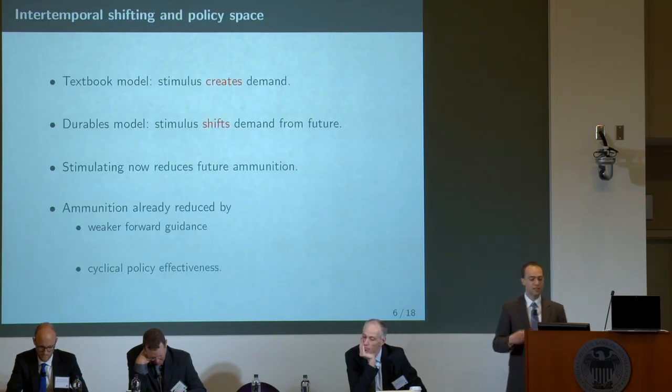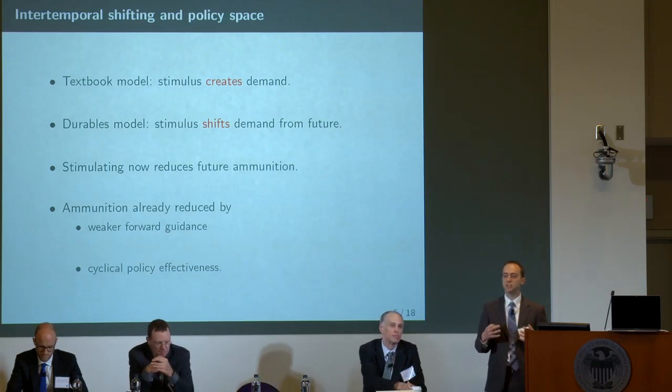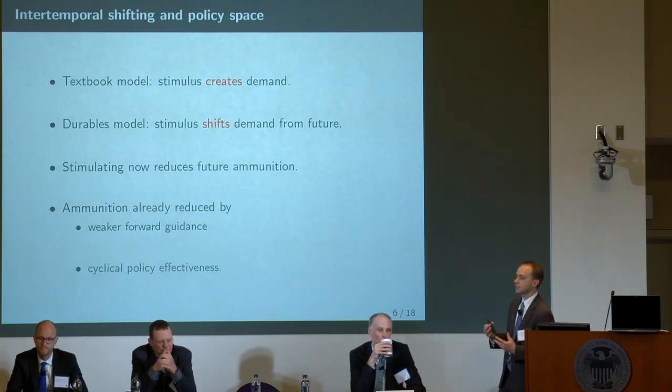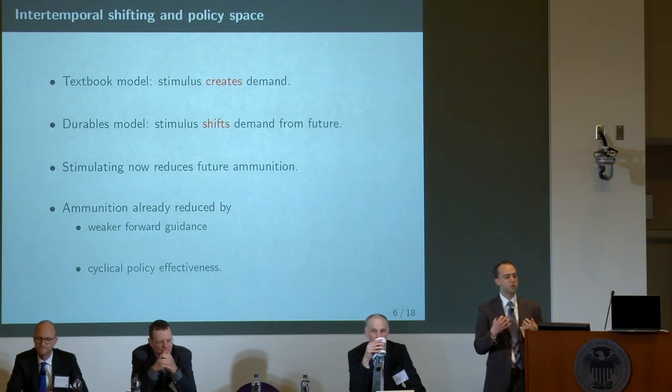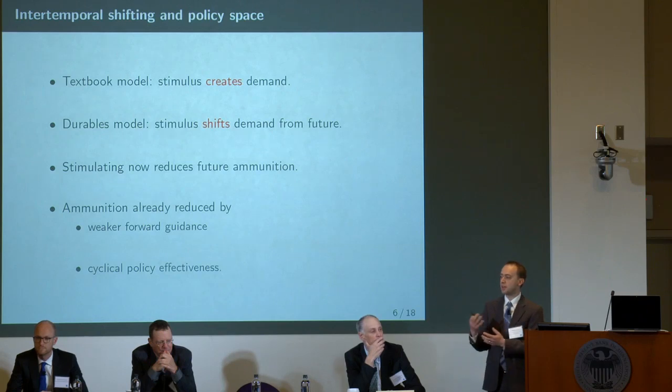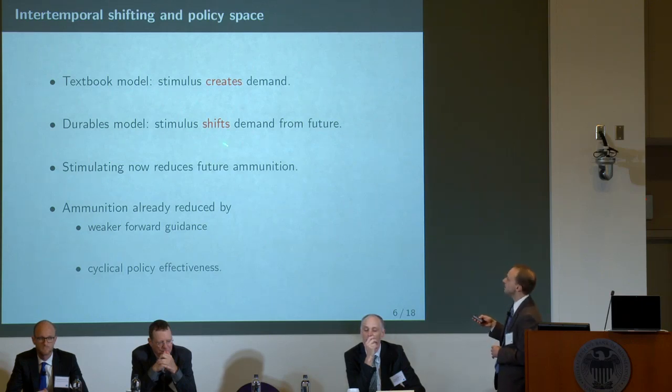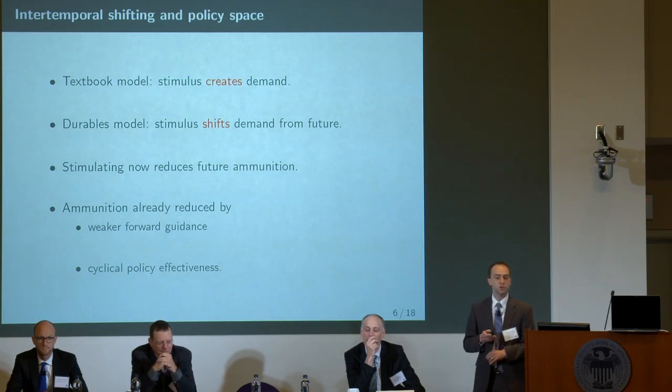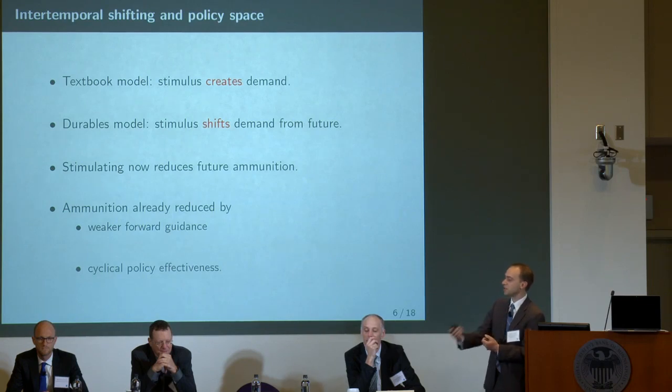Okay. So this project kind of speaks to discussions of policy space. Okay, so when I say policy space, I mean the notion that a central bank might keep interest rates high so that it will be able to cut them in the future if demand deteriorates in the future. So the key sort of feature of our model is that with durables, stimulus shifts demand from the future. So if we're worried that something bad might happen in the future, there might be some reason not to shift the demand from the future to today. Okay? So you want to preserve the policy space.